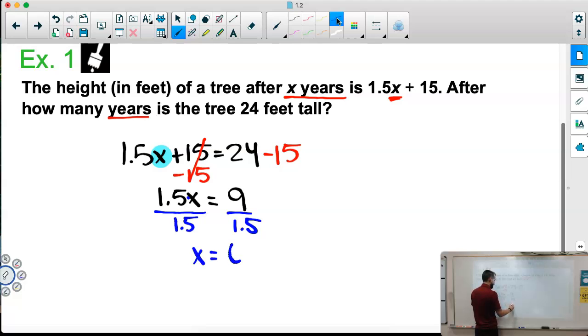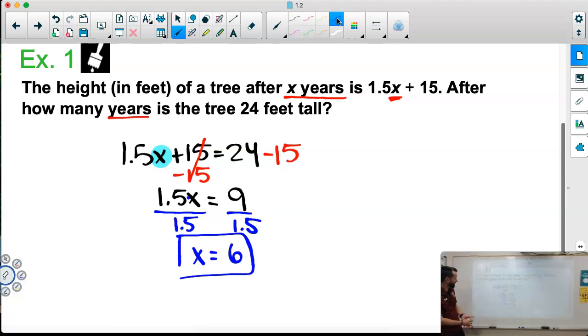And I'm going to get 6. Okay, x equals 6. In context, that tells me it's going to take 6 years for this tree to grow to be 24 feet tall. Okay? All right, notice again, I want to emphasize this. It's already 15 feet tall when it starts, and it increases by a certain amount. So 6 years. The multi-step part is the fact that we had to do two things, the red stuff and the blue stuff.